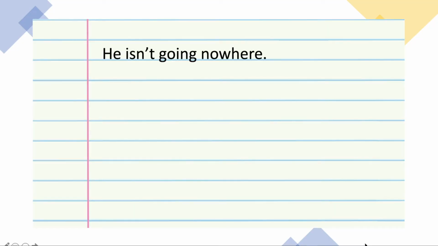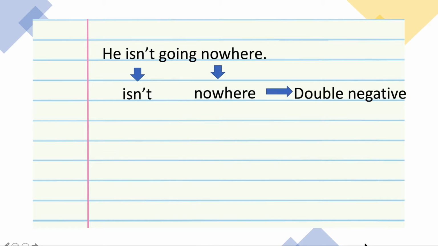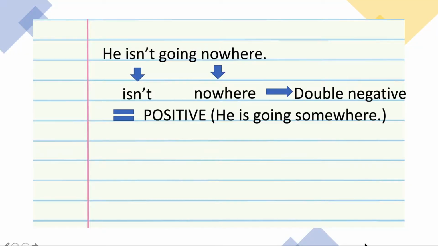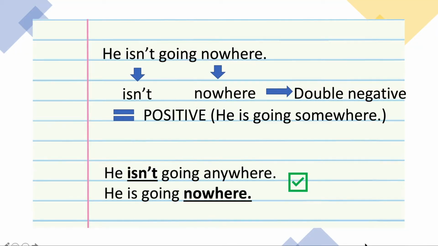Another example would be, he isn't going nowhere. So if you were to say, he isn't going nowhere, you're actually saying he is going somewhere. So if you actually wanted to say that he wasn't going anywhere, you would have to take out the nowhere or the isn't and change it to either he isn't going anywhere or he is going nowhere.